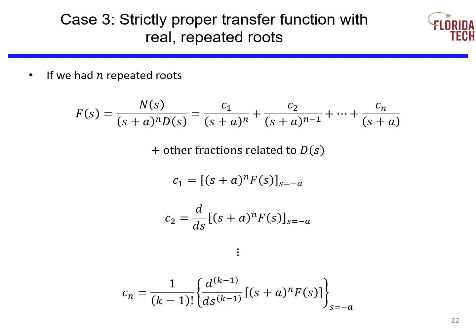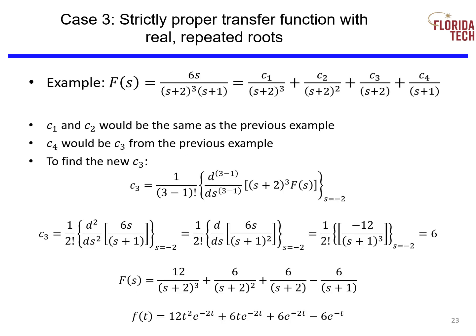Here's the progression to determine the n constants needed for the n repeated roots. If we add a third repeated root to the previous example, C1 and C2 would be the same. C4 would be C3 from the previous example, and the new C3 would be calculated by doing two derivatives of both sides after multiplying by s plus 2 quantity cubed, along with a 1 over 2 factorial on the outside as shown.